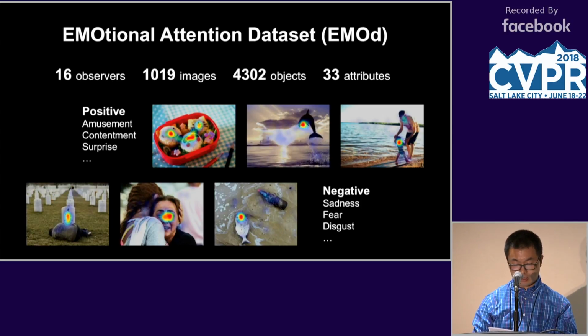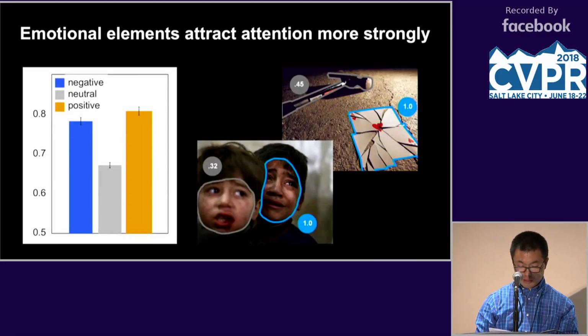We observed that emotional elements attract attention very strongly, especially in social context where human activities and interactions are involved. The density of eye fixations in positive and negative elements are about 30% higher than those in the neutral ones.